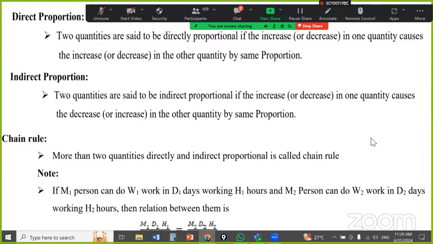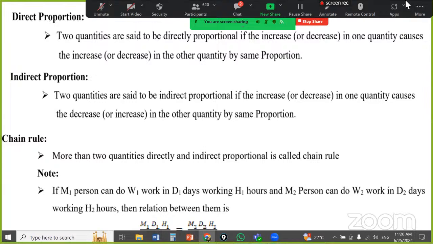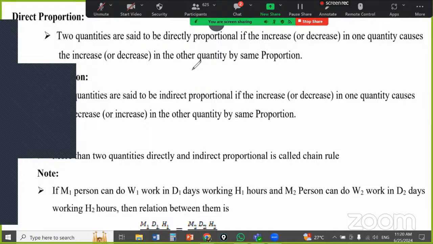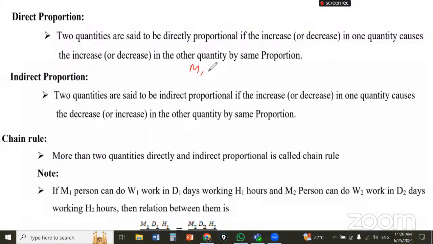I think the formula is not visible clearly. I'll write the formula here. So the formula is M1 D1 H1 by W1 is equal to M2 D2 H2 by W2. This is the formula we have.